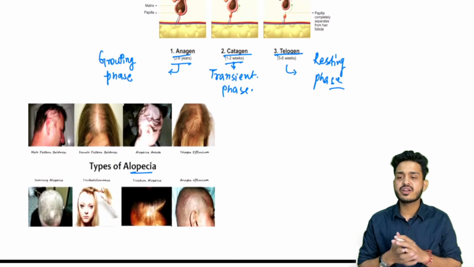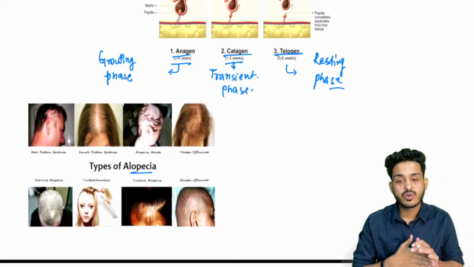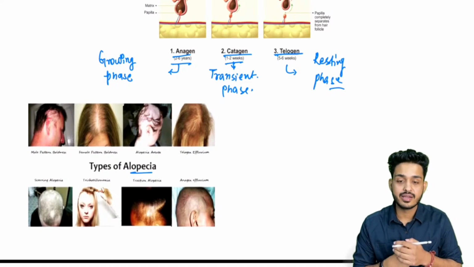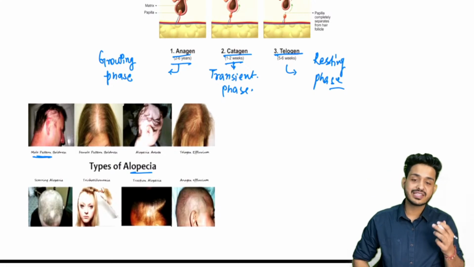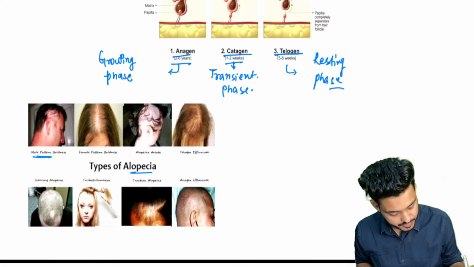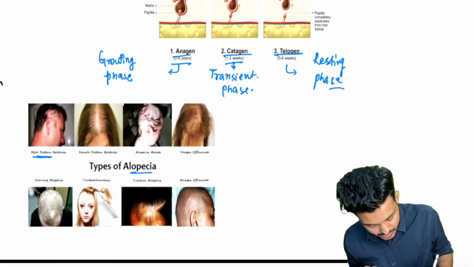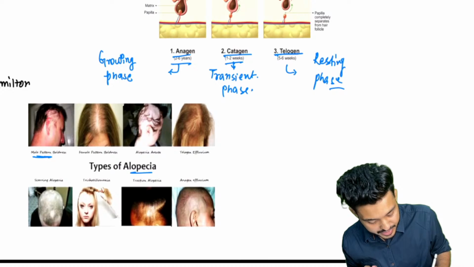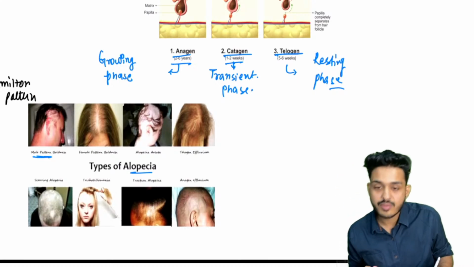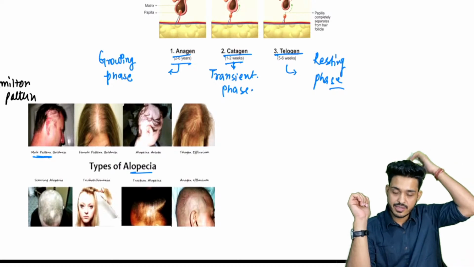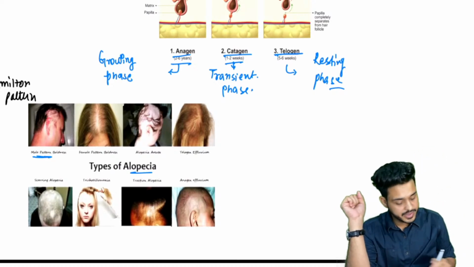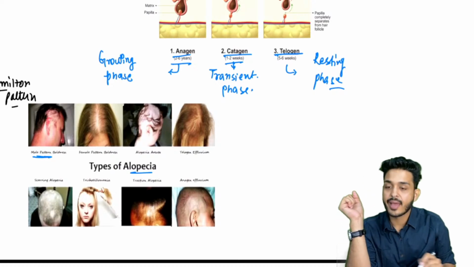So we are having different type of alopecia. In male we are seeing the male pattern baldness, the first thing that we are seeing, that is known as Hamilton pattern. So there would be frontal line receding, and there will be loss from the vertex portion. So that is known as Hamilton pattern.